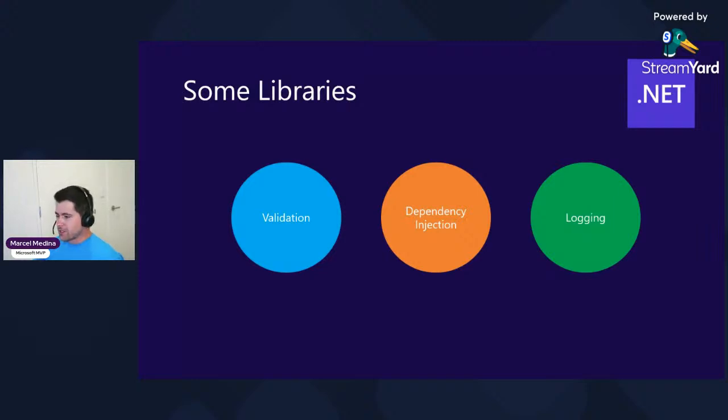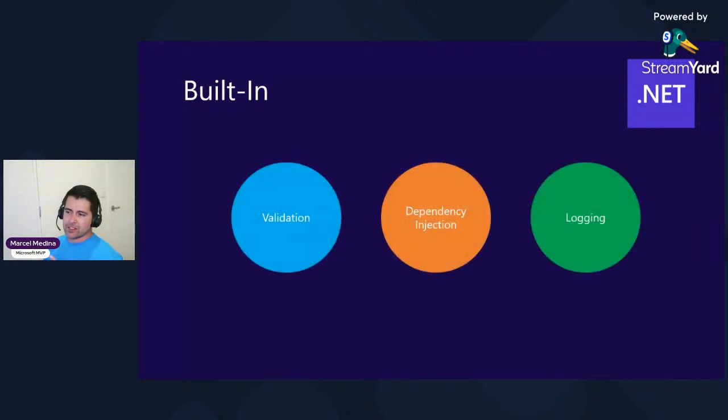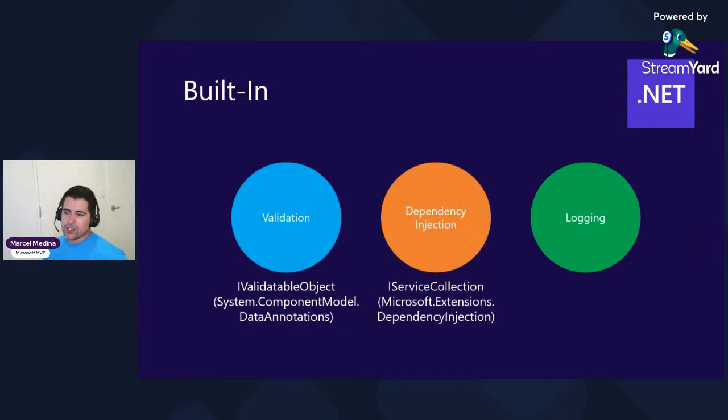Let me continue on that with the session. The built-in, right? So we had the validation, dependency injection, and logging. For the validation, the built-in was IValidatableObject coming from System.ComponentModel.DataAnnotations. It didn't require us to add any extra NuGet package. It's just there. For the dependency injection, we leverage the ServiceCollection, the built-in implementation that comes from Microsoft.Extensions.DependencyInjection. We didn't need to reference any external packages.